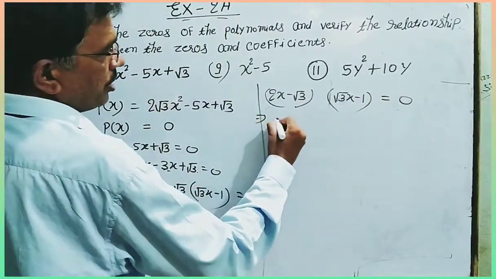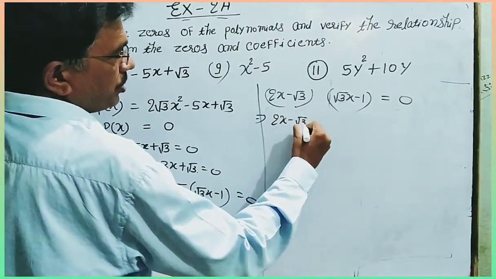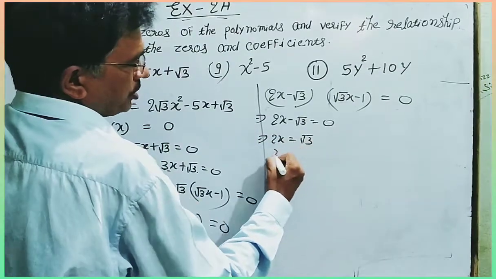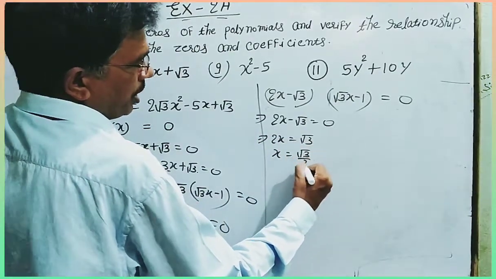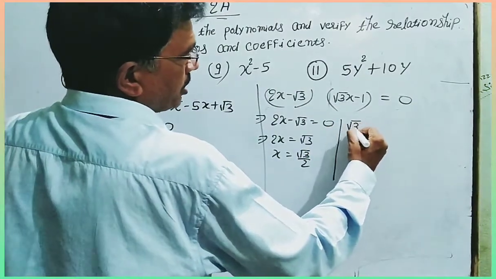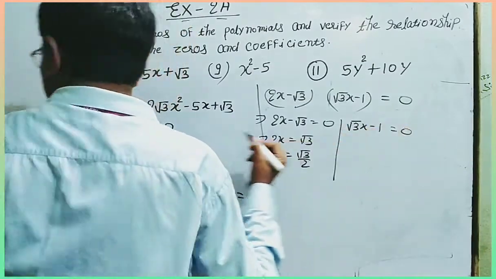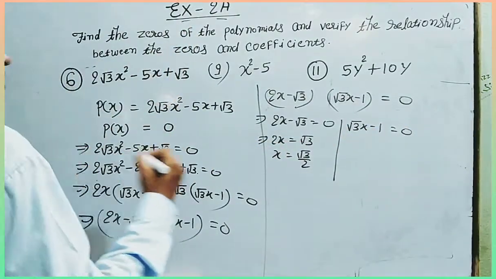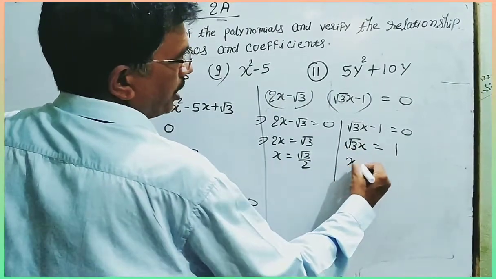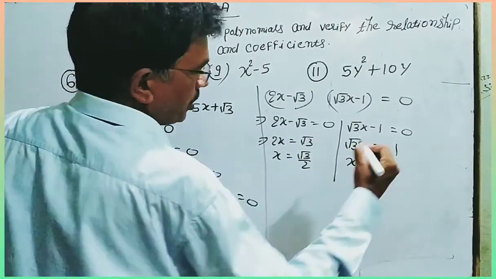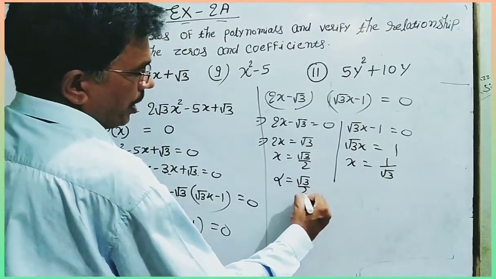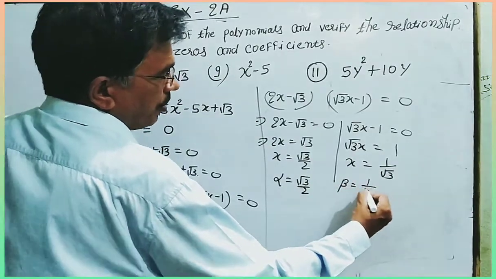Now solve here. 2x minus root 3 is equal to 0. So 2x is equal to root 3. So x is equal to root 3 by 2. Next, similarly, root 3x minus 1 is equal to 0. So root 3x is equal to 1. Then x is equal to 1 by root 3. So you write here, student, alpha is equal to root 3 by 2 and beta is equal to 1 by root 3.